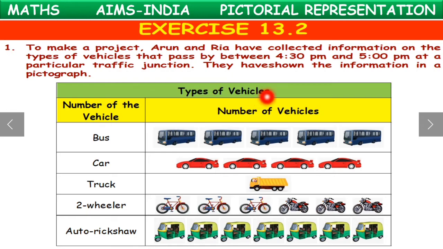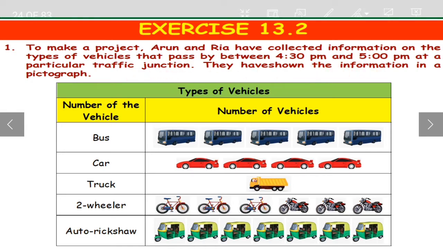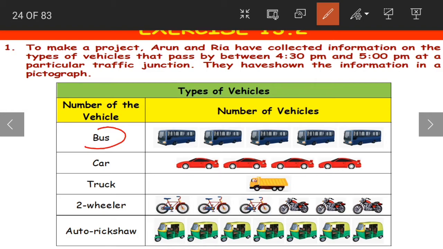What is this? This is the piece of information collected by Arun and Riya. They have shown the number of vehicles and the types of vehicles that have passed between 4:30 p.m. and 5 p.m. at a particular traffic junction. This table shows different types of vehicles. How many? 1, 2, 3, 4, 5. 5 different types of vehicles have passed by a particular traffic junction between 4:30 and 5 p.m.